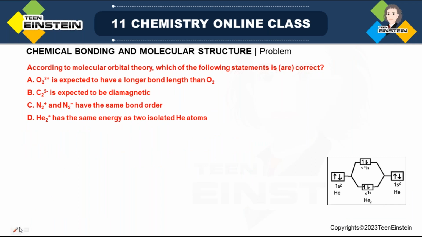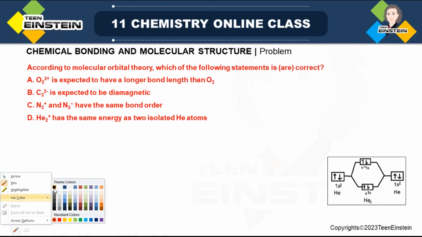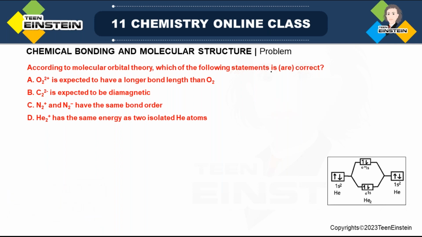According to molecular orbital theory, which of the following statements are correct? So it may be one or it may be more than one. The first statement is related to O2 2 plus.